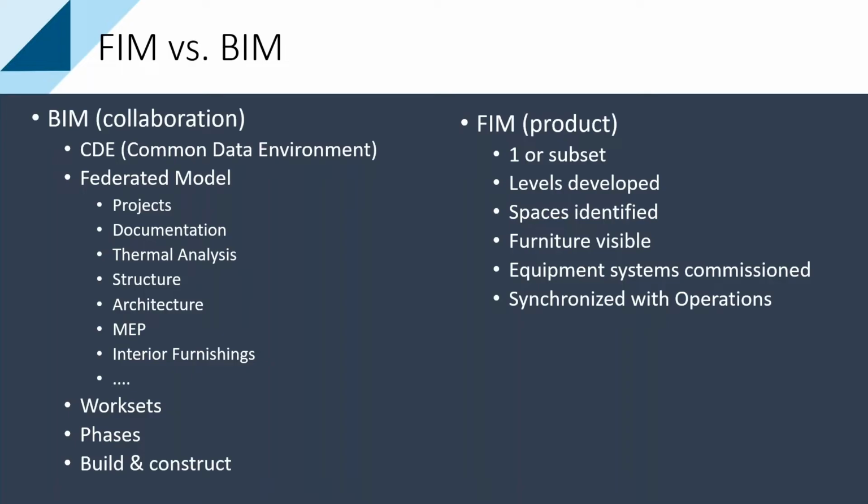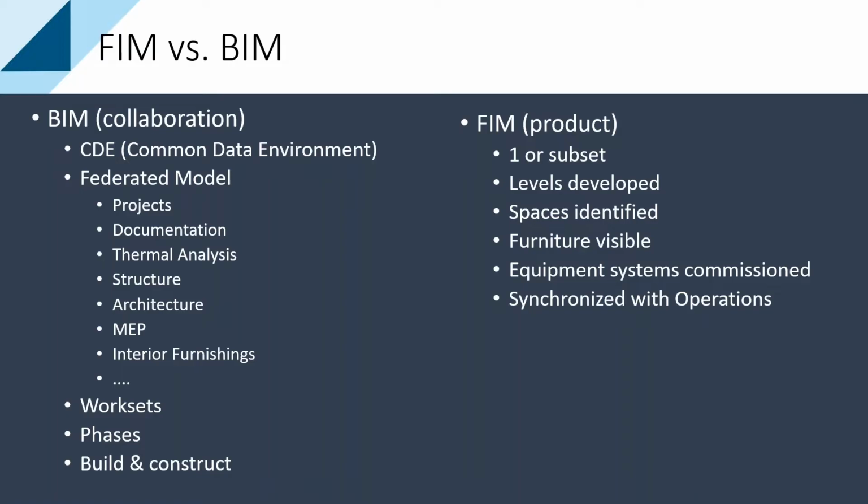A BIM model doesn't usually come in one file. It usually comes in multiple files. So, for example, the federated model is an example where you'll have multiple BIM models all connected to each other for documentation, structural, architectural systems, MEP, furnishings, thermal analysis, you name it. There's a whole series of models that go into the construction design of buildings.